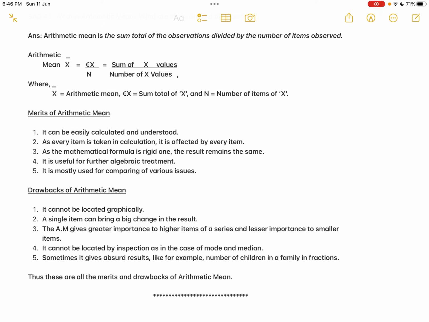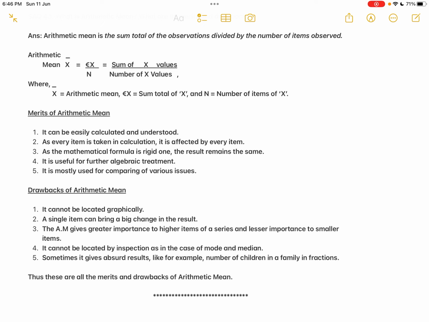Now let us check out the merits and demerits of arithmetic mean. As far as the merits are concerned, the first merit is that it can be easily calculated and understood. This is the formula. It is rigidly defined, very easy to calculate and very easy to understand.